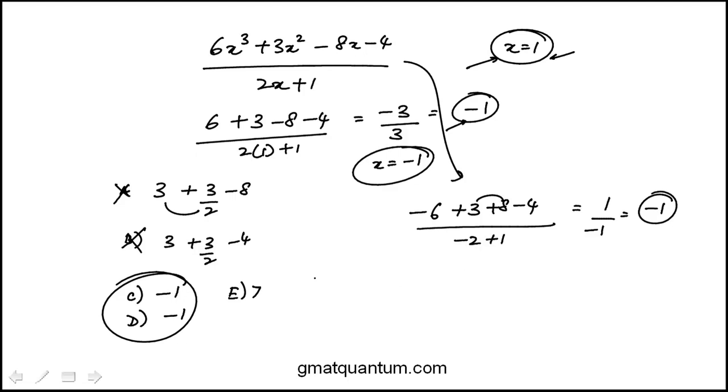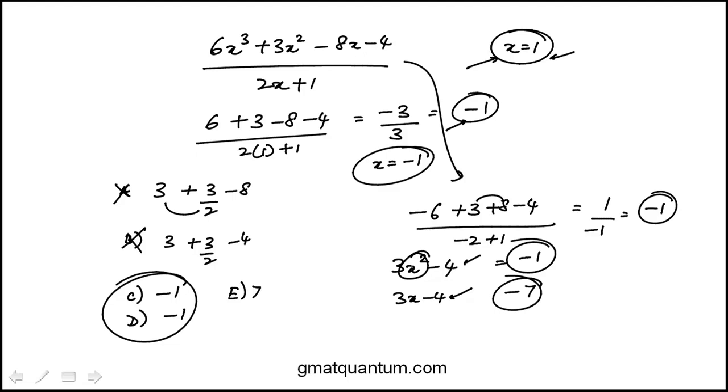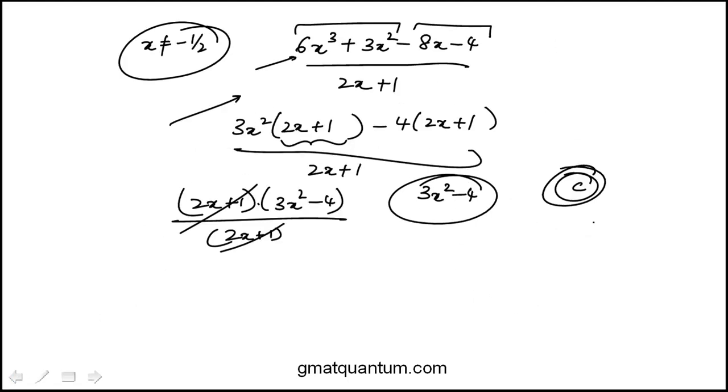So now we just have to check between C and D. And you'll see D is going to give you minus 7. And this, because you're squaring it, will still give you minus 1. So we know that is the correct answer, which is C. And of course, that's what we got here as well, as we should. So to recap, the answer is C.